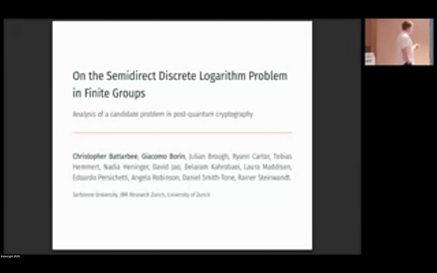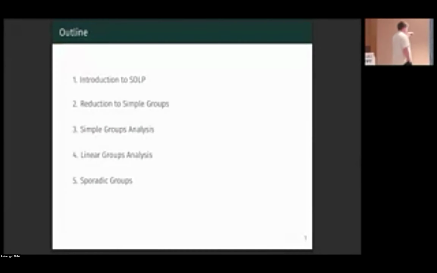You'll notice there's an unusually large number of authors here. This is mostly because we all met at an American Institute of Mathematics workshop, and so we'd like to thank them as well. I'm going to tell you what the semi-direct discrete logarithm problem, or henceforth SDLP, is, and how you can reduce it to simpler cases, and then Goutam is going to tell us how we can solve those simpler cases.